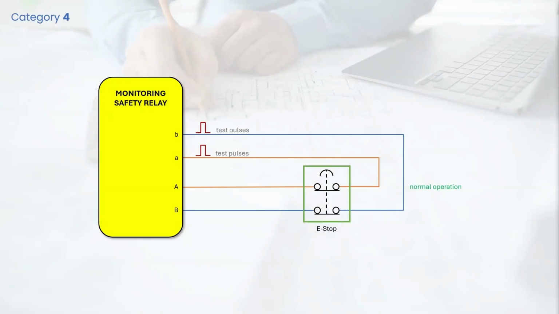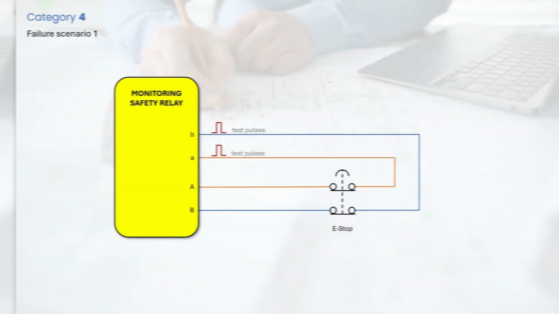During a normal e-stop activation, when the button is pressed, both NC contacts open simultaneously, and the monitoring safety relay treats this as an e-stop button press and de-energizes its internal relays, which in turn puts the machine in a safe state. Next, let's explore some common failure scenarios that could happen in real-world situations.